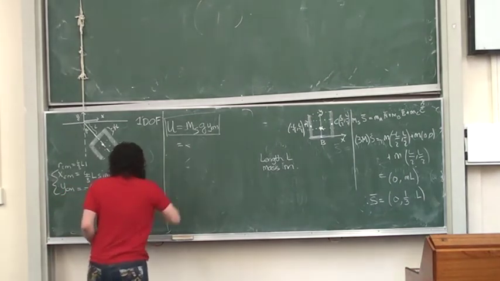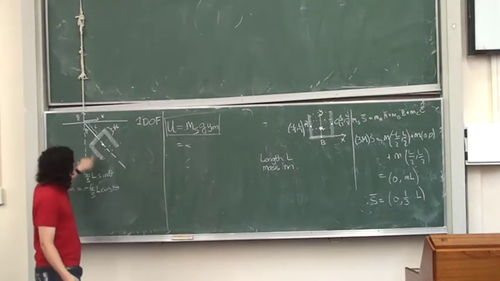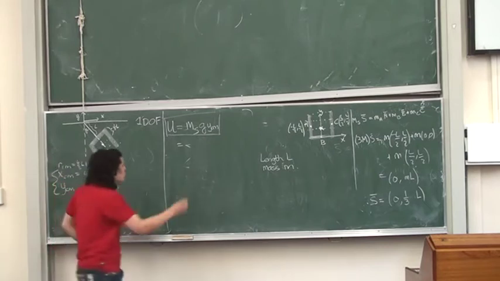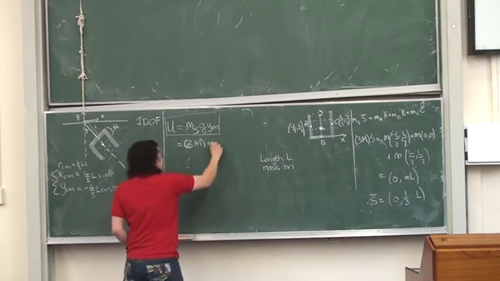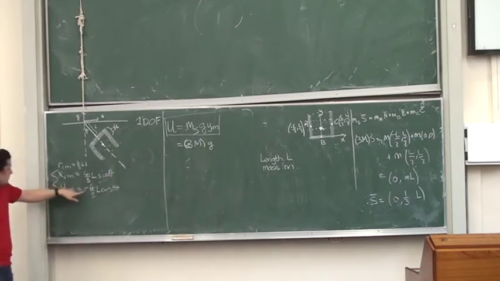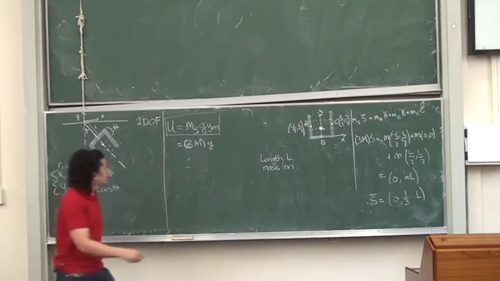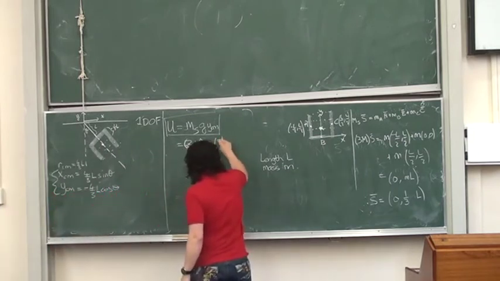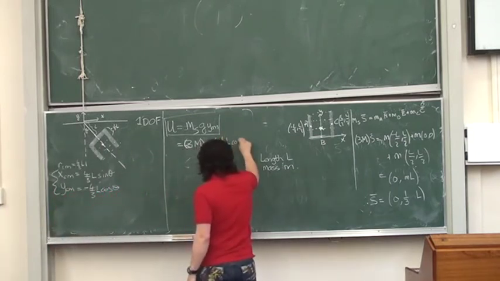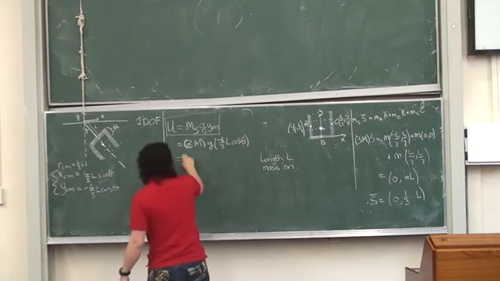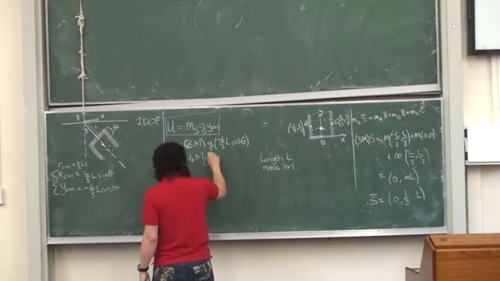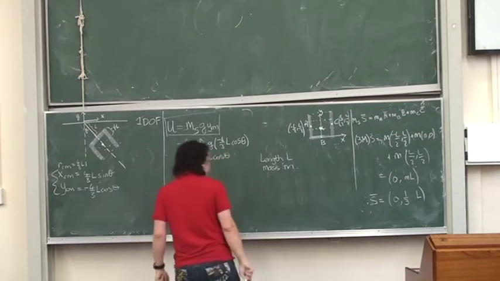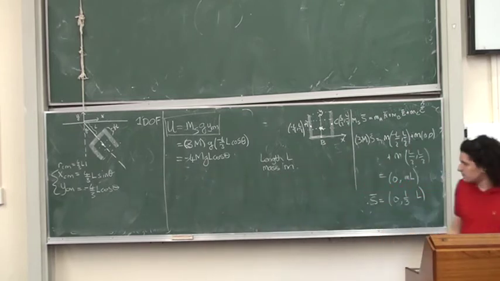Right. So this is equal to the mass of the system. In this case, there are 3 rods that are heavy in the system. It's 3m times g times y_cm, which in my case is minus 4/3 L cos theta. So in summary, U = minus 4 mgL cos theta. Rightio.